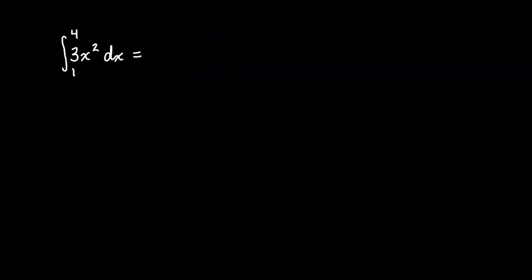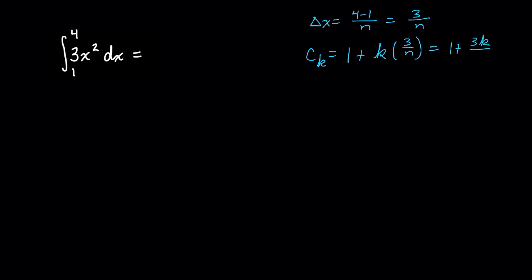All right, so next problem. Once again, first thing we want to start out with is what is delta x. So delta x is going to be the upper bound minus the lower bound divided by n, or in other words, 3 over n. We now determine c sub k, which is going to be the lower bound plus k times delta x, which is 3 over n, which would give us 1 plus 3k over n, which is what I'll use.